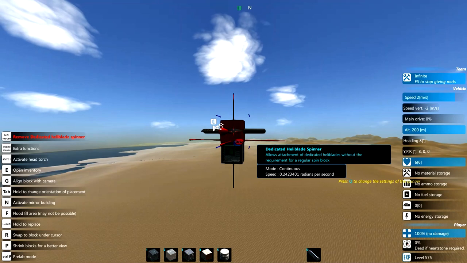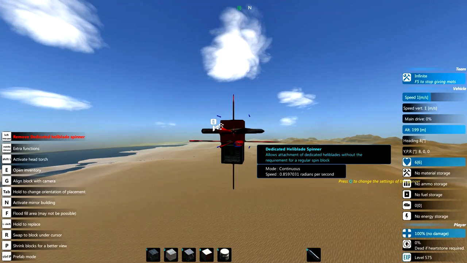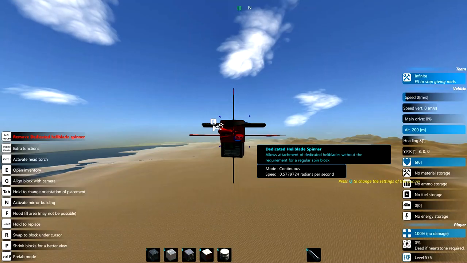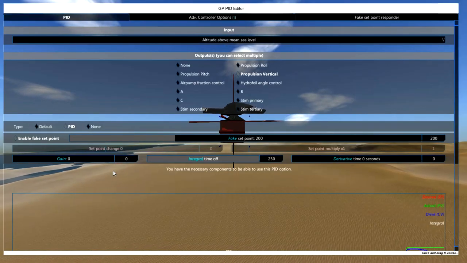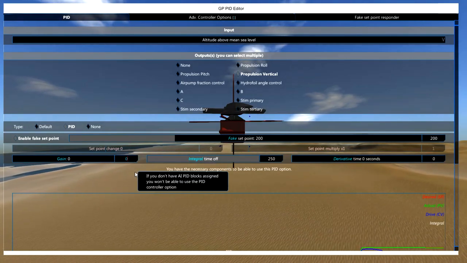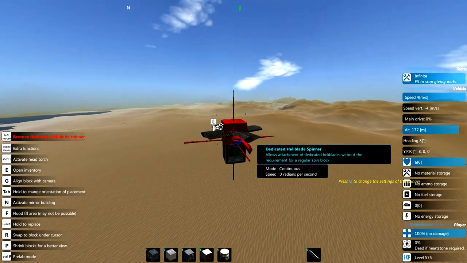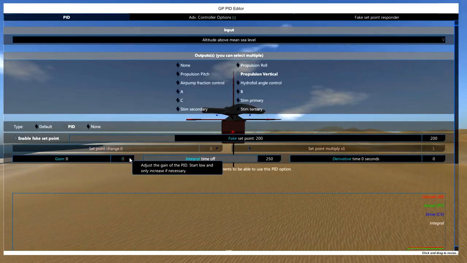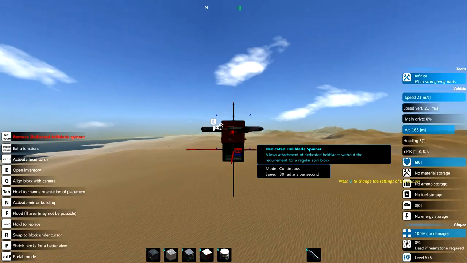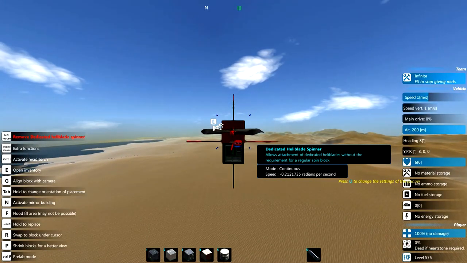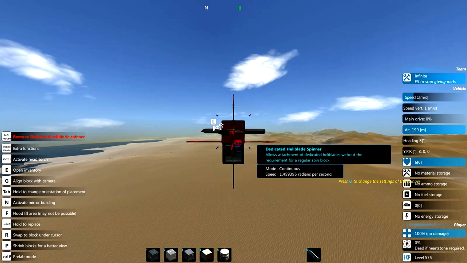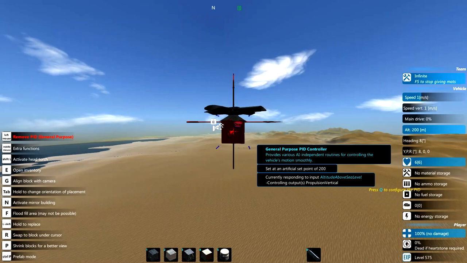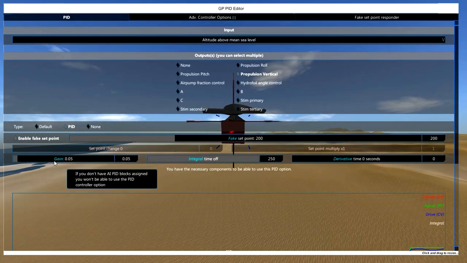As it gets closer, we're now at 200. Now it gets smaller and smaller and smaller as it approaches 200. Notice something as well. I'm going to drop the gain back down really quick so you can see something. Look at the speed of the propeller as we go over 200 meters altitude. It goes negative. It goes negative because as the error is negative, the P becomes negative.